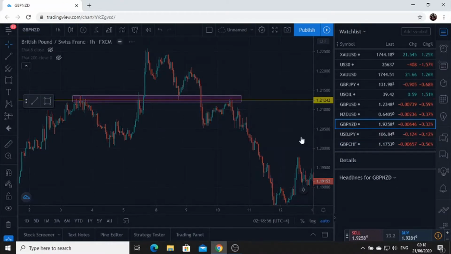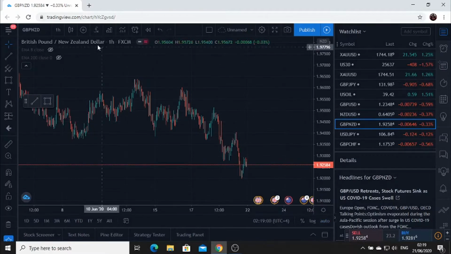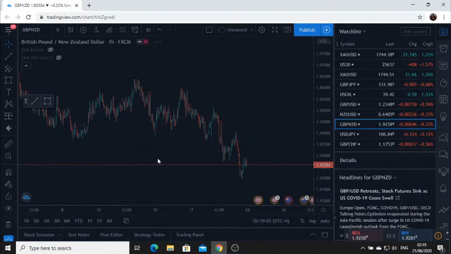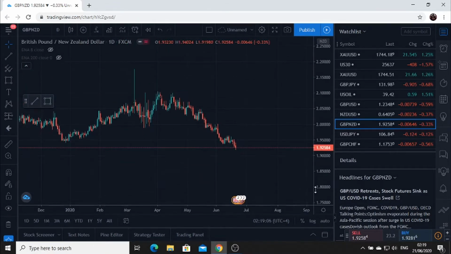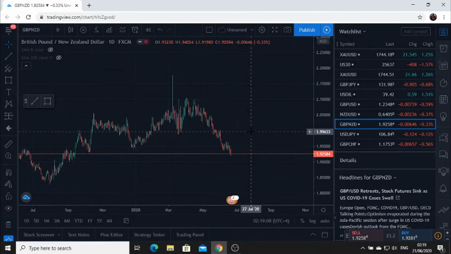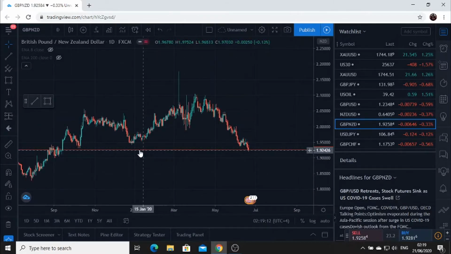Can we do one more pair? Let's see. We'll do this pair, GBP NZD. Let's go to the 1-day chart. That's the first step. Keep in mind, zoom out as much as you can to see clearly where the price is hitting again and again. This is a good one. I'll take this.